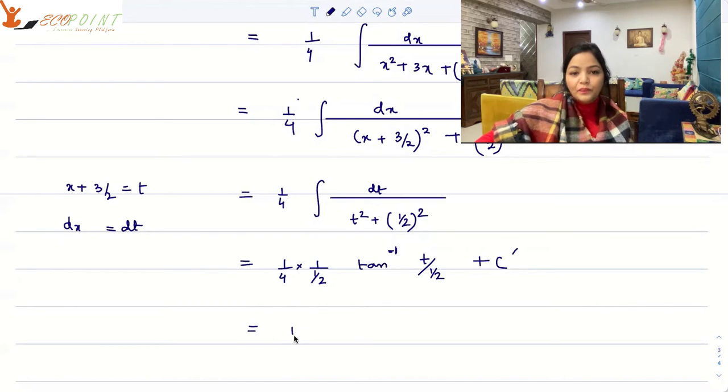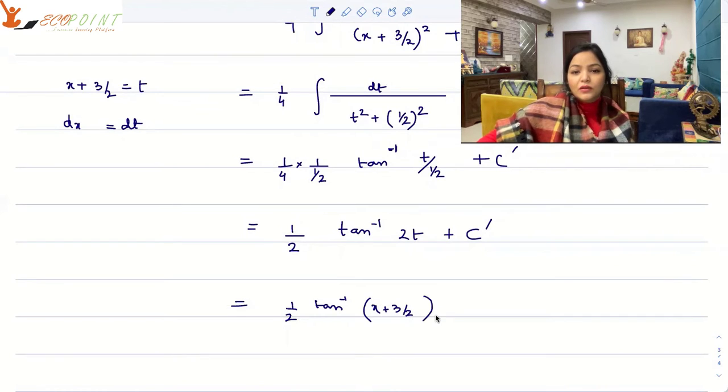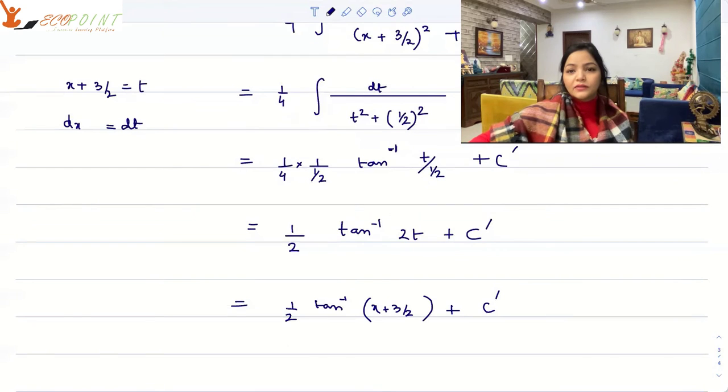So this will give you 1 upon 2 tan inverse 2t plus c dash. Now you can replace what t is. So half tan inverse (x plus 3 by 2) plus c dash, right? So this is what you will get here.